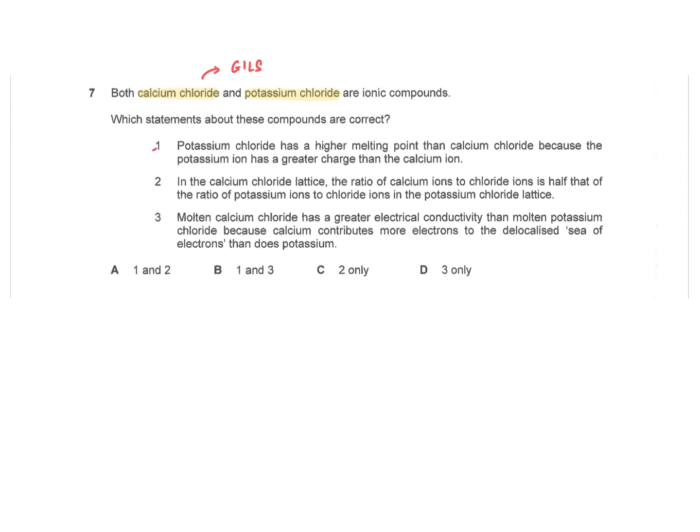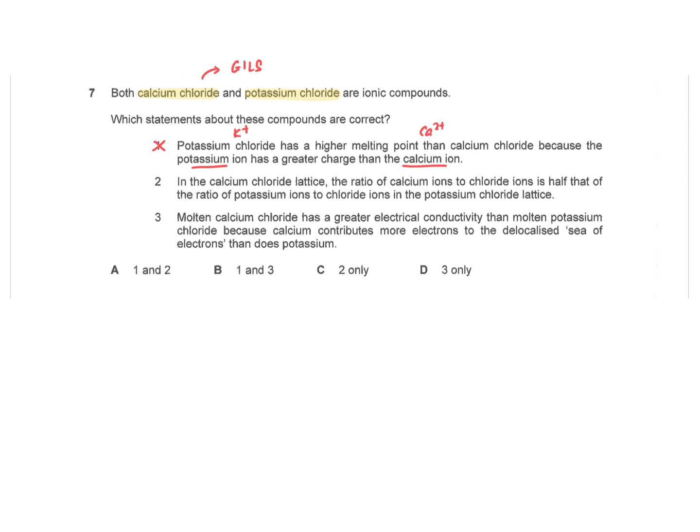Number 1, potassium chloride has a higher melting point than calcium chloride because potassium ion has a greater charge than the calcium ion. Now this statement is obviously wrong because potassium ion has a charge of 1 plus and calcium ion has a charge of 2 plus. So calcium ion actually has a greater charge than potassium ion. So this statement is already wrong.